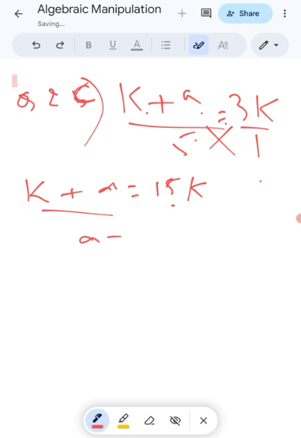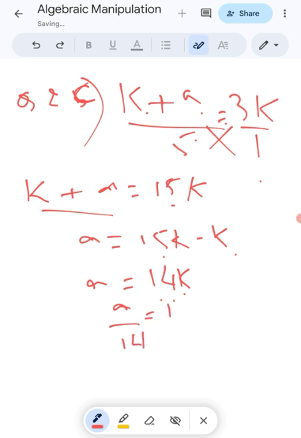That becomes A is equals to 15K minus K, which makes 14K, right? Now A is equals to 14K. These two are like terms, that's why they could be simplified together. Now 14 and K, it becomes 14K once these two are multiplied, right? So A upon 14 is equals to K is going to be your answer. That's all. Okay, moving on to part D.